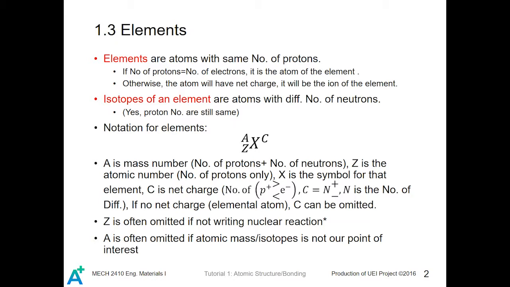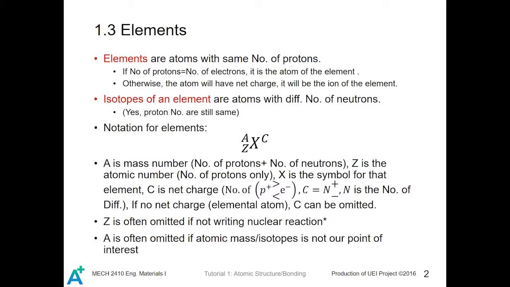And the notation for elements is shown here. A is the mass number, which is the number of protons plus the number of neutrons. For example, if an atom has 8 protons and 7 neutrons, then its mass number will be 15.